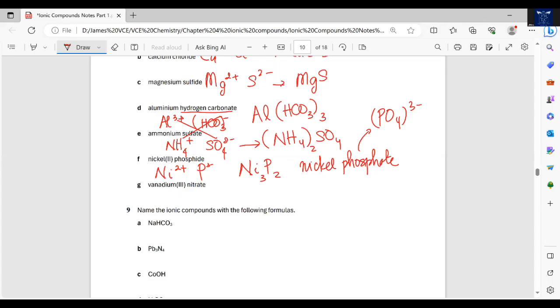Let me finish this. So nickel, if it is a nickel phosphate, it is going to be Ni3(PO4)2. Vanadium nitrate: nitrate is NO3 minus, vanadium is V3 plus. So it is going to be V(NO3)3.